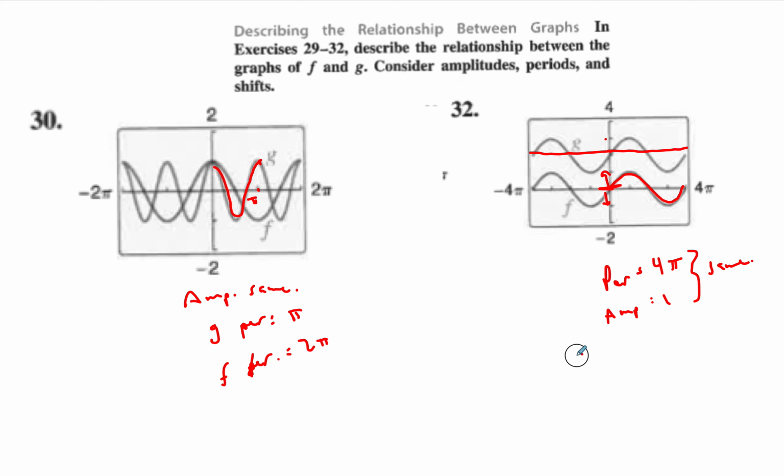It's just that g has a vertical shift of up. Well, how do we do this? 1, 2 units, right? So you can track where the midline goes. Or if you take a look at the max and you compare it to the max, this has been shifted up 2 also. Or the min and the min, whatever's more convenient to actually measure.